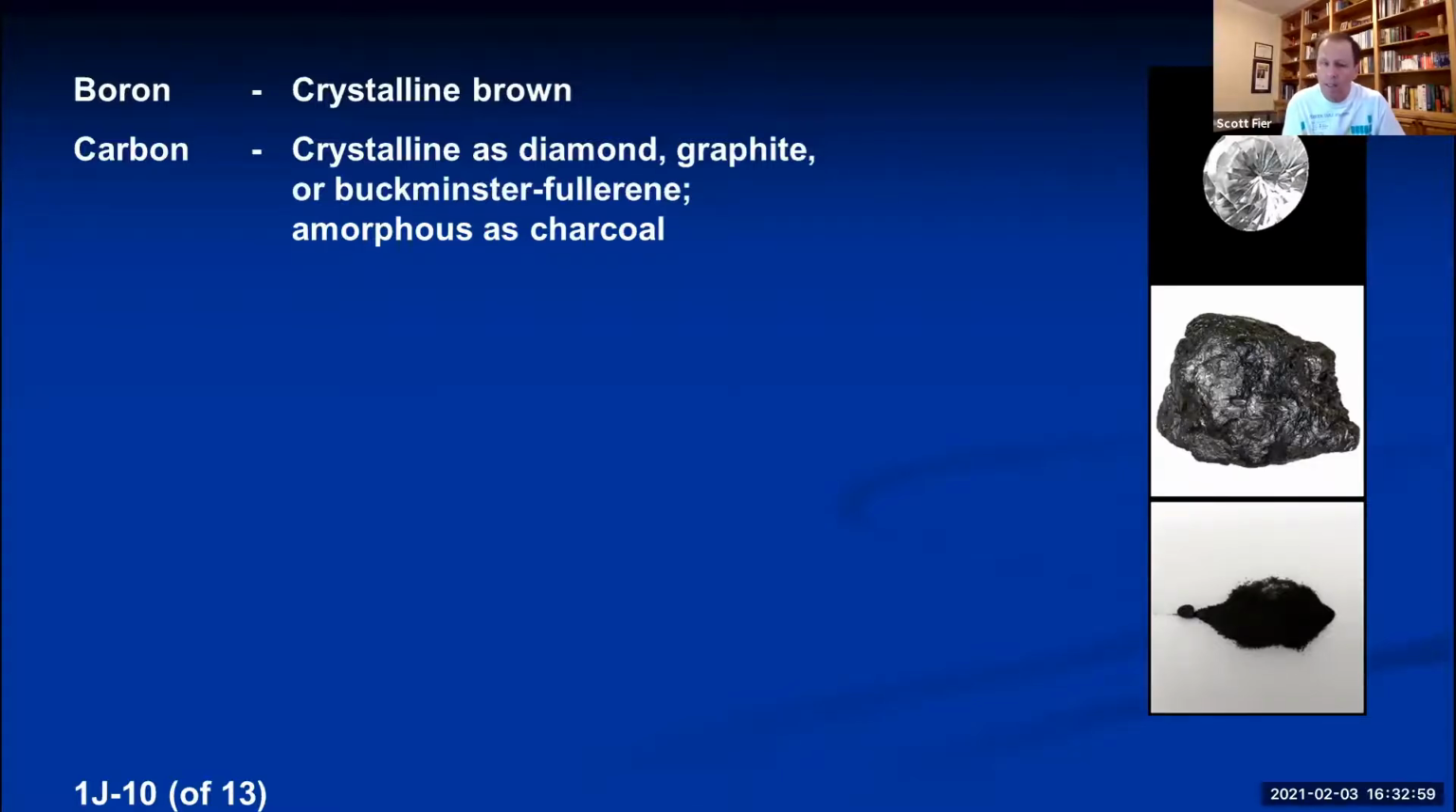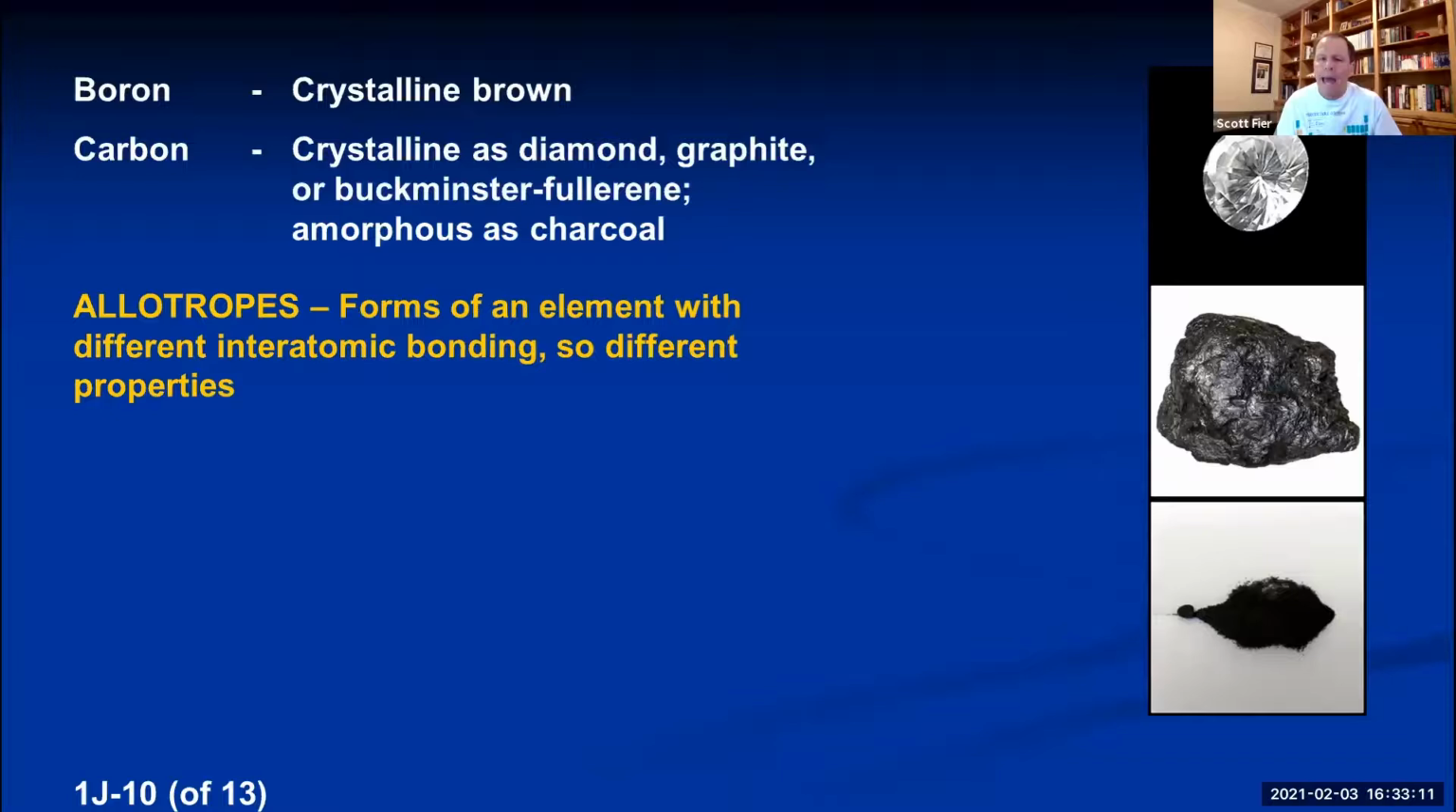And sometimes an element can have its atoms bond together in different ways, and therefore you actually see it on the macroscopic level as looking like they're completely different substances, where they're actually made of the same thing. So these are called allotropes. They're forms of an element with different interatomic bonding.